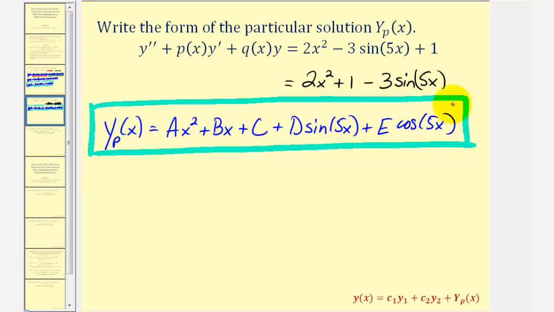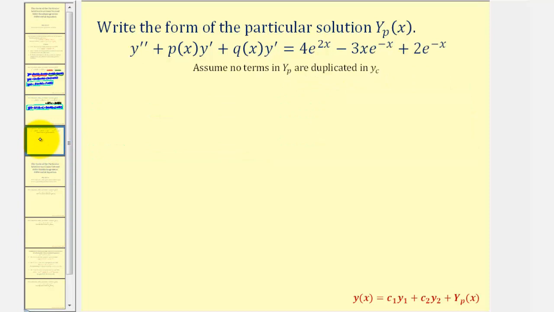Let's take a look at one more in this video. Notice in this example, it says to assume there are no terms in y sub p, our particular solution, that are duplicates in little y sub c, which is the complementary function, or the first two terms of the general solution to the non-homogeneous differential equation. This is important because if there was duplication, it would affect our approach to forming the particular solution. We'll take a look at this case in the next video. But for this example, because there's no repetition, we can go ahead and set up big Y sub p.